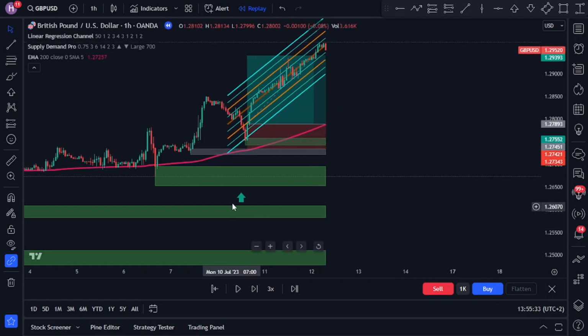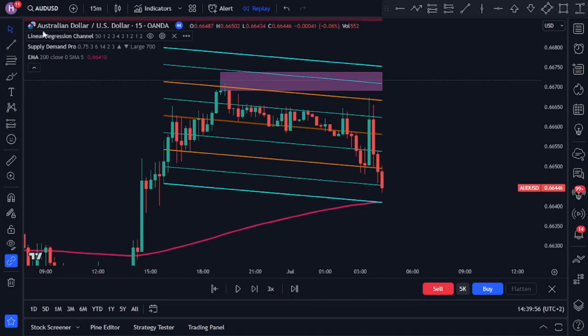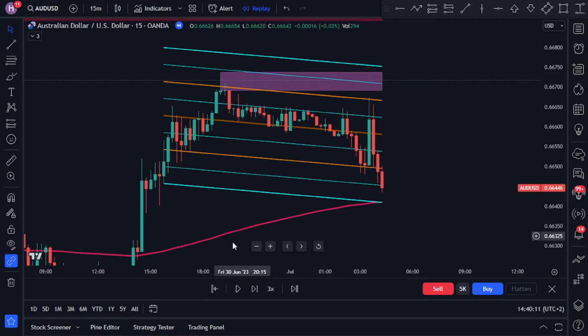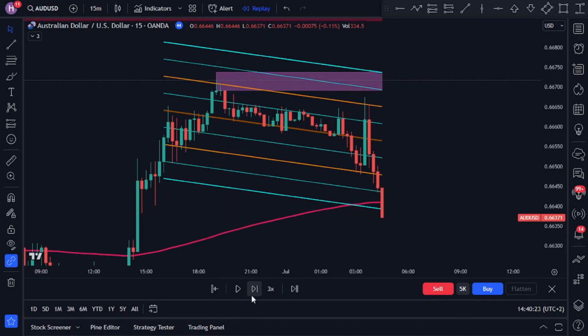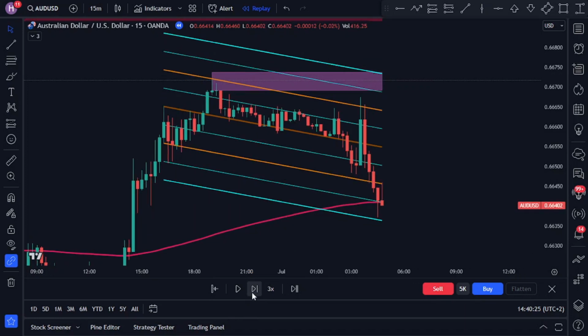Next, here's another example of using the indicator and strategy. And for this trade, I have selected the AUD/USD on the 15-minute time frame. And what we can see is that the market is currently in an uptrend, forming higher highs and higher lows. And then price retraces and breaks outside the lower orange line of the regression channel.